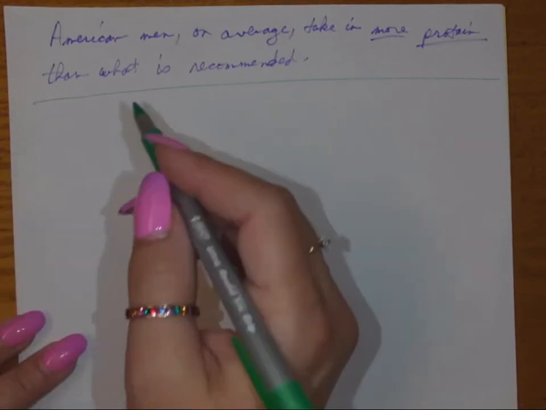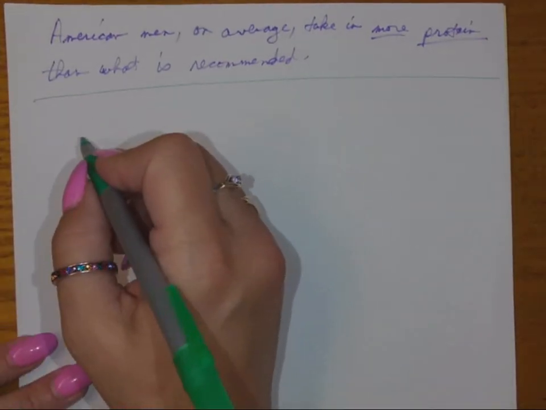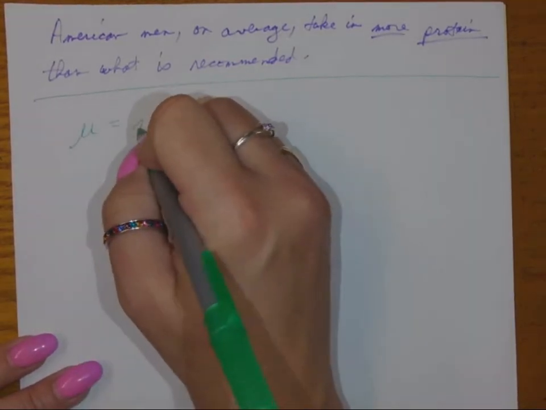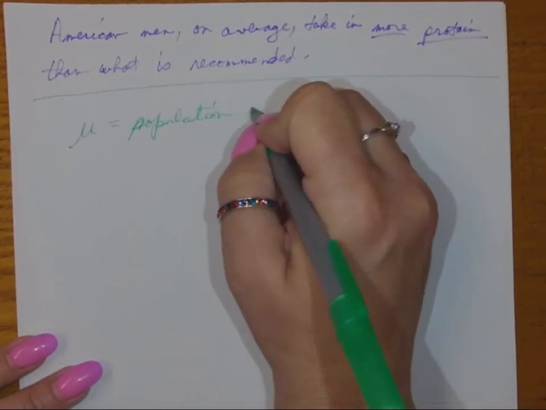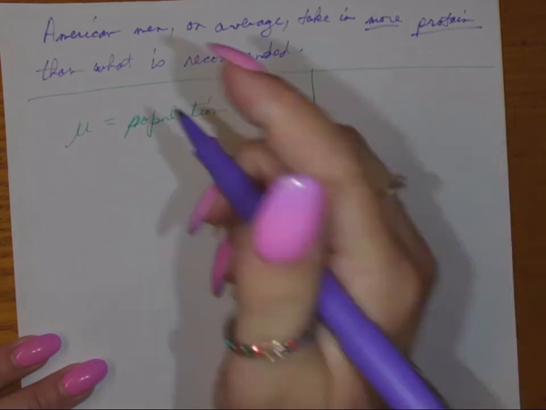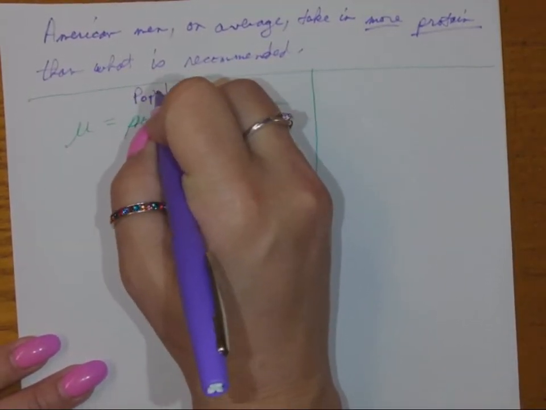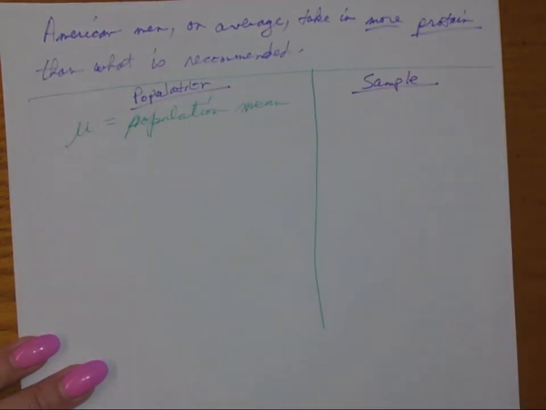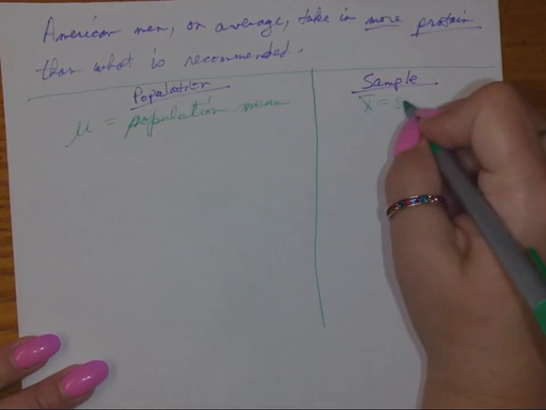Okay, I want to point out these variables. So we already know n is the sample size. We already know x bar is the sample mean. We already know s is the standard deviation. But we've got this mu for population mean. Okay, so I'm going to say over here is population. Over here is sample, right? So mean again for a sample is x bar, right?